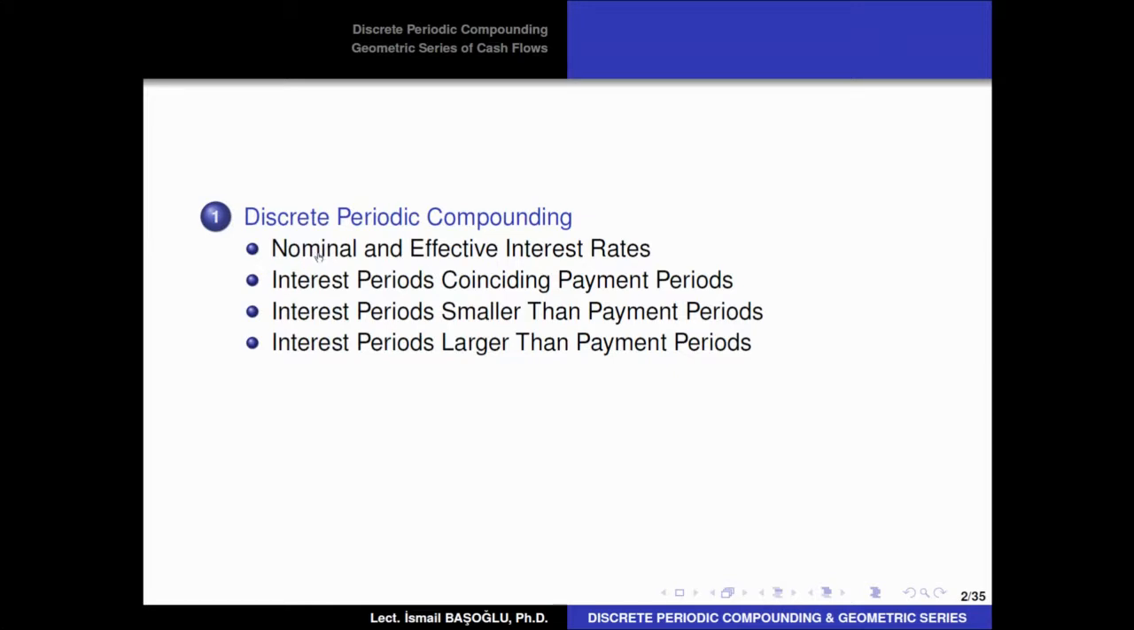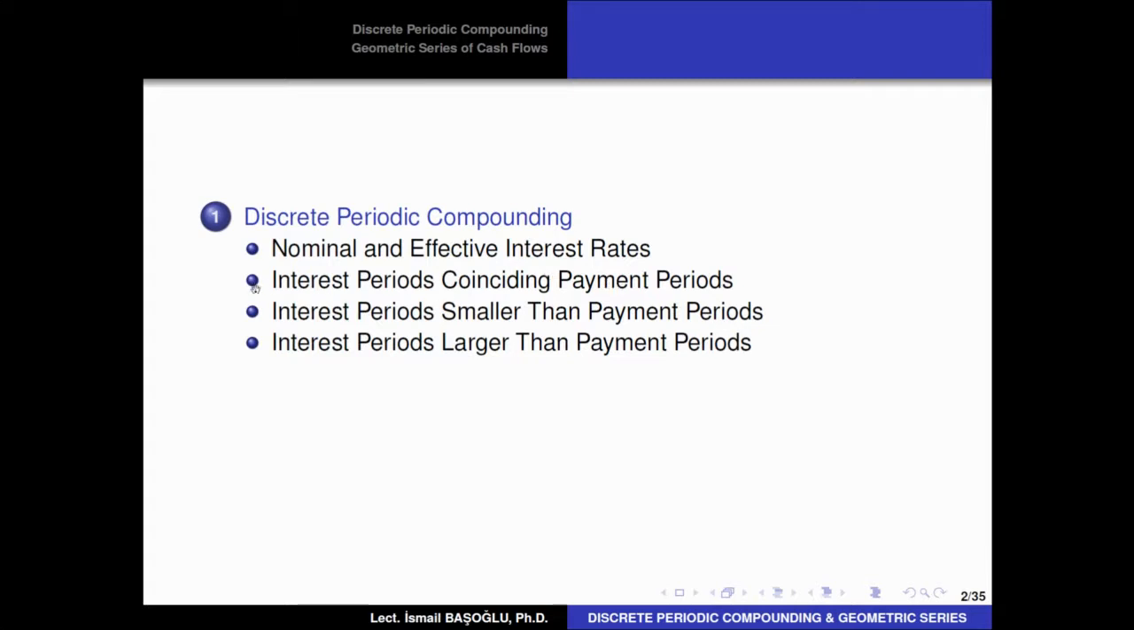Now, the distinction between the nominal and the effective interest rates is realized when the interest periods do not coincide with the payment periods. So what is an interest period? What is the payment period? Let's just say the payments are made on a monthly basis, which means in the end of every month, you are making payments. However, the interest that your account is subject to is not compounding on a monthly basis. So the interest compounding periods can be different than the payment periods.